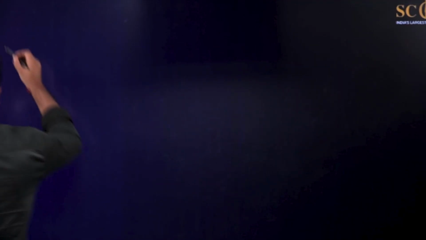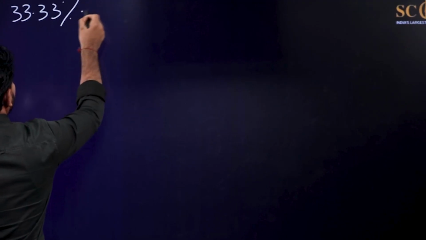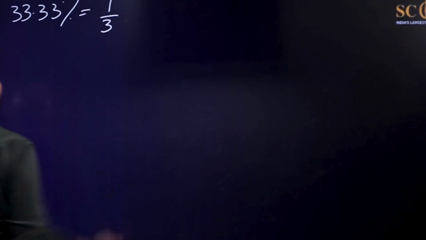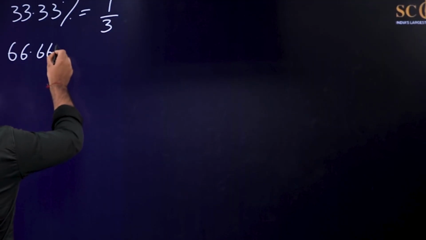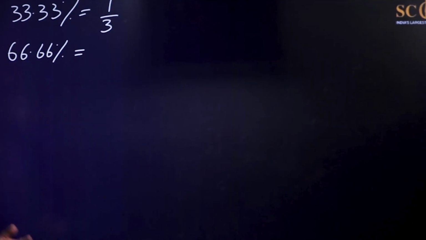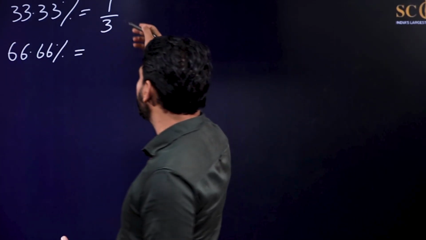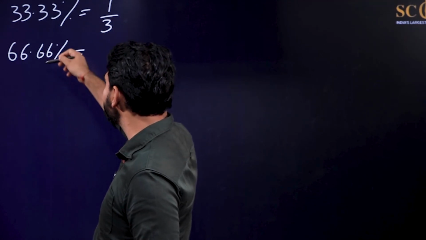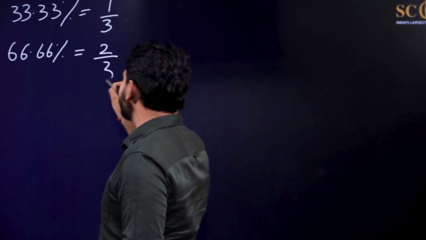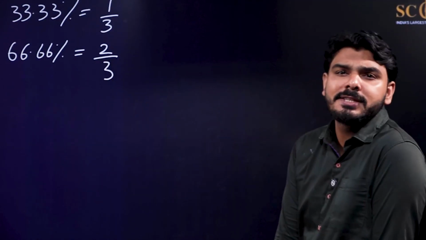Now let me write some more values, like 33.33%. What is 33.33%? Yes, you already know. 33.33% is 1 by 3. Similar to this, there is one more value, that is 66.66%. What is the value of 66.66%? It is 2 by 3. If 33.33% is 1 by 3, you just multiply by 2 on both sides. You will get 66.66 on this side and 2 by 3 on this side. So that's why 2 by 3 is equal to 66.66%.